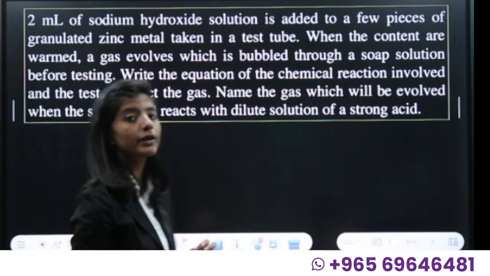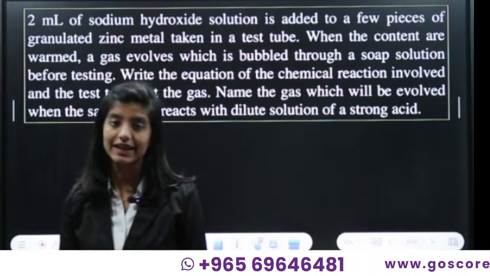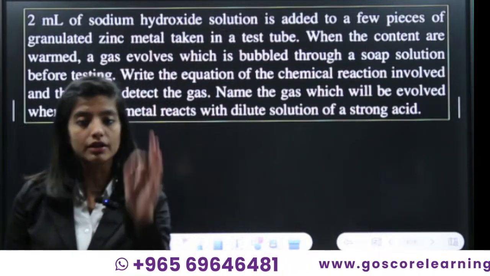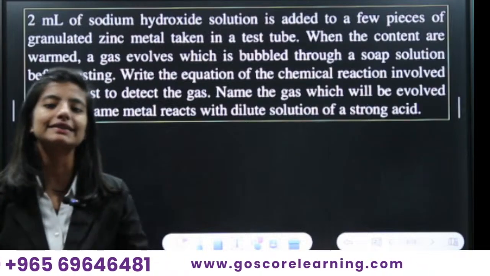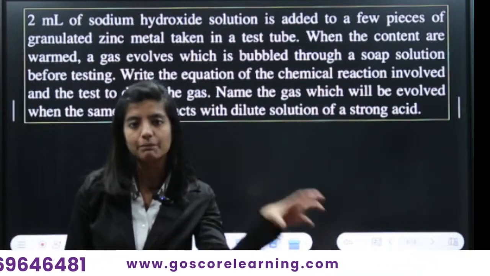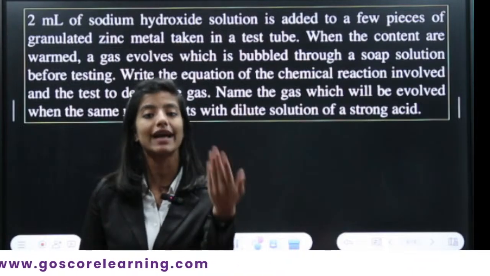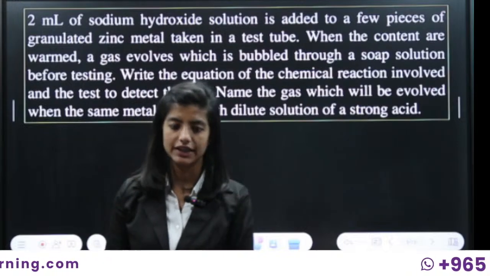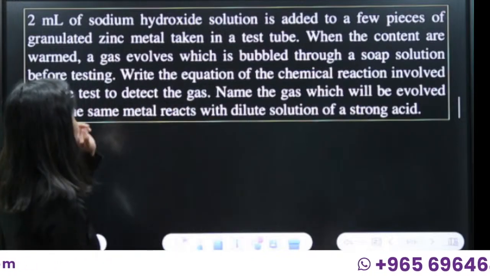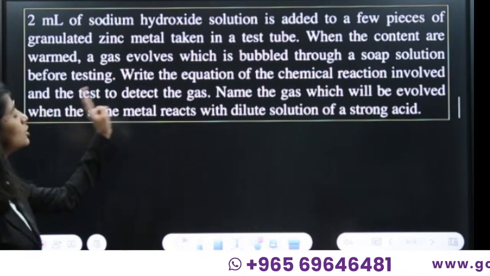I hope you remember the diagram of this reaction. That is really important. You should know how to draw the diagrams because it's an important part. And in the exam, they might be asking you to label the parts or directly asking you to draw the diagram, explain it with the help of the diagram. So you should know how to draw the diagram first. Okay. Now, here we go with the next one. Write the equation of the chemical reactions involved and the test to detect the gas.